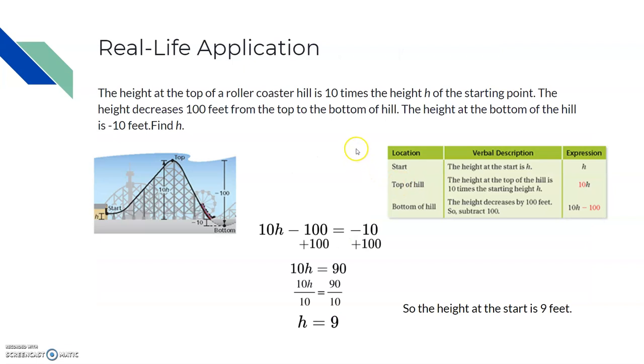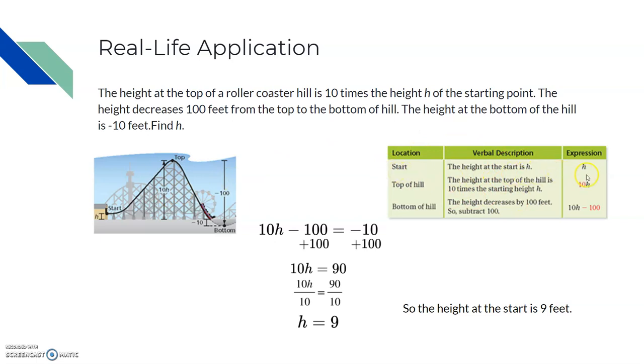Alright, now we're going to be talking about a real-life application. The height at the top of a roller coaster is 10 times the height of the starting point. The height decreases 100 feet from the top to the bottom of the hill. The height at the bottom of the hill is minus 10 feet. Find h. Alright, so we have this diagram here.